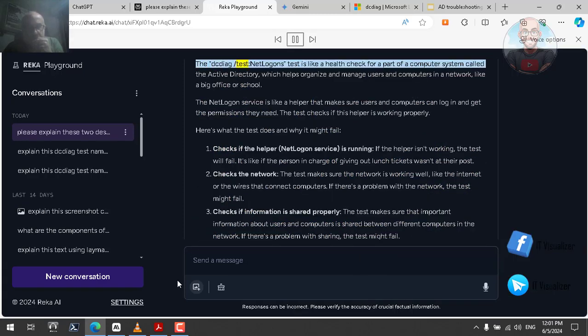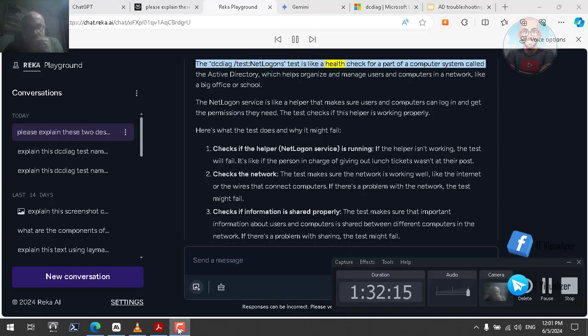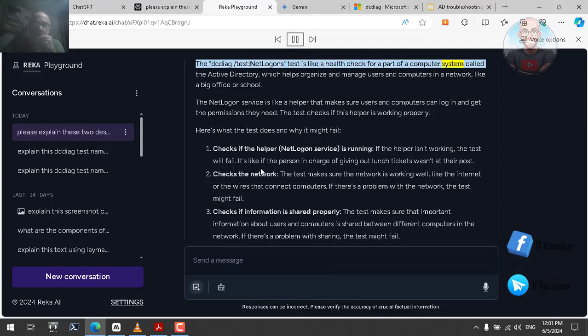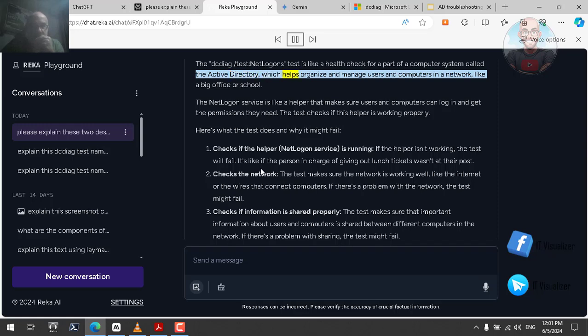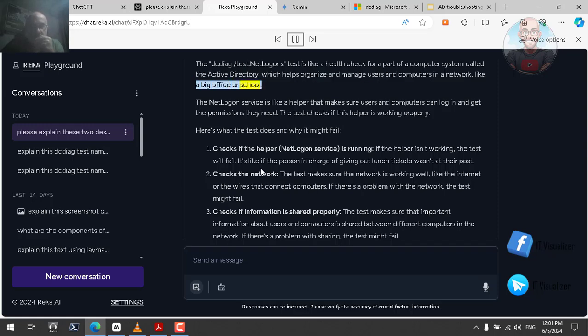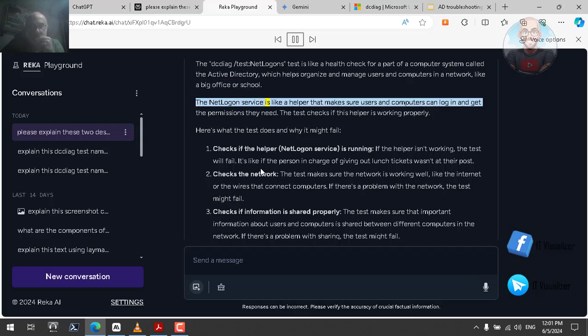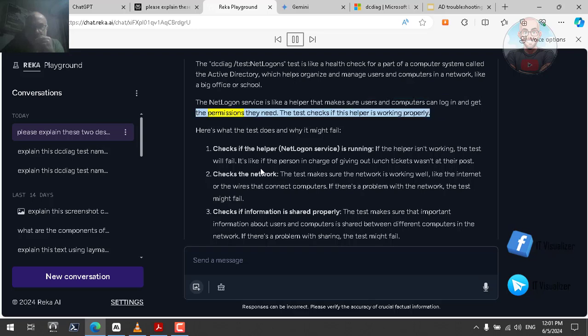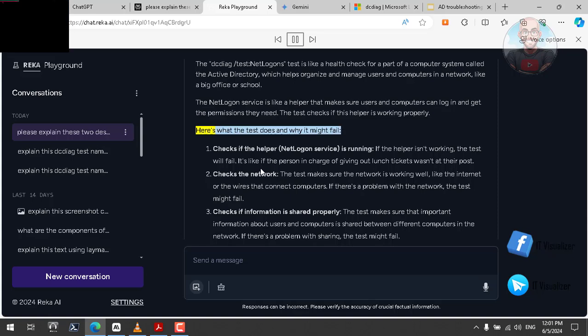The DIAG/test Netlogons test is like a health check for a part of a computer system called the Active Directory, which helps organize and manage users and computers in a network, like a big office or school. The Netlogon service is like a helper that makes sure users and computers can log in and get the permissions they need. The test checks if this helper is working properly. Here's what the test does and why it might fail.